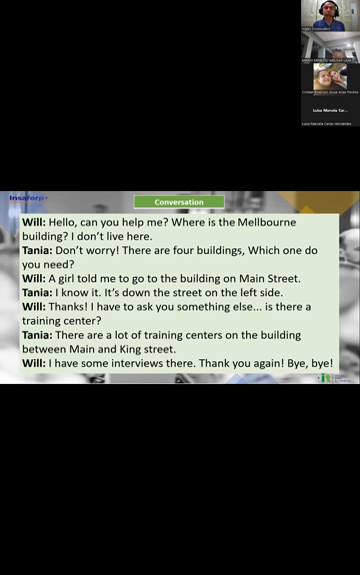Where is the Melbourne building? I don't live here. Don't worry. There are four buildings. Which one do you need? ¿Cuál? ¿Cuál necesita? Which one do you need?